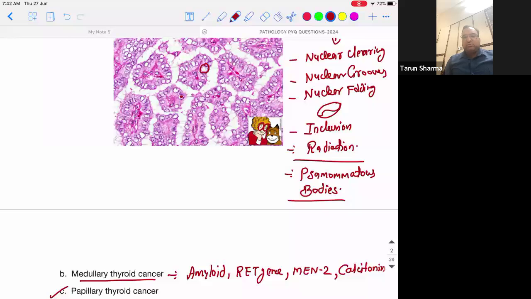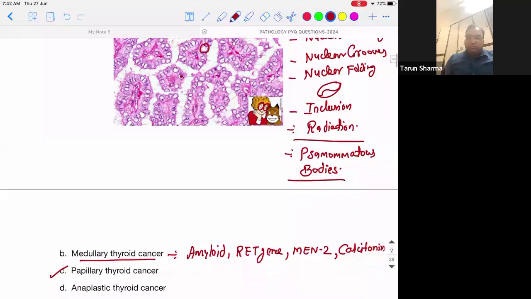Papillary carcinoma, one of the very important questions is the histopathology itself: Orphan Annie nuclei, nuclear grooves, nuclear foldings, intranuclear inclusions, psammomatous calcification. All these are important questions about the papillary carcinoma thyroid. Which thyroid carcinoma is associated with radiation exposure? That is again the papillary carcinoma thyroid. Which is the most common solid cancer associated with radiation exposure? That is again the papillary carcinoma thyroid.